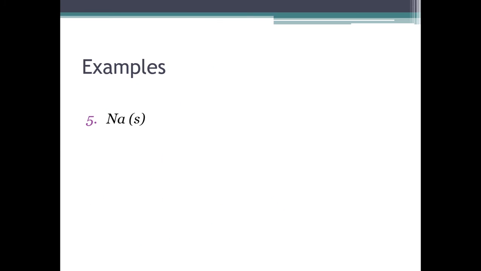All right, your next one, number 5. This is an easy one. It's an element all by itself, so the oxidation state is just the charge. But this is neutral. It has a charge of 0, so the oxidation state is 0. And that's it. Last but not least, we have our sulfite ion.